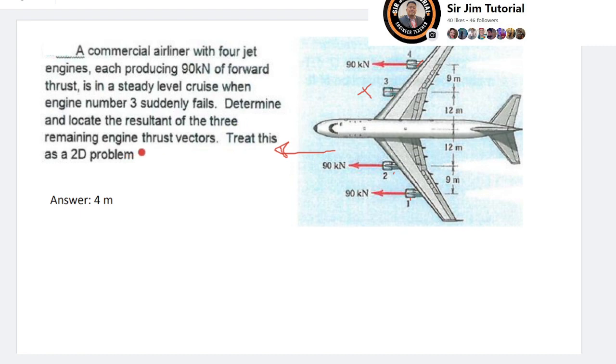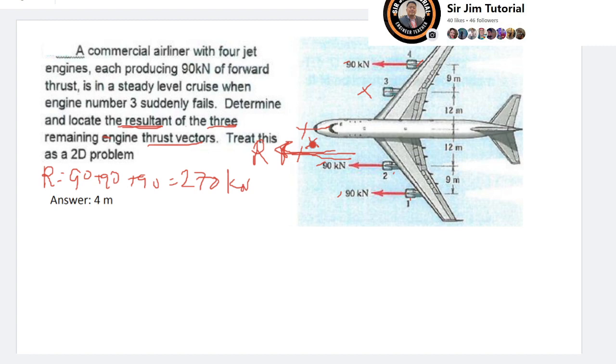So we're going to determine what will be the resultant of the three remaining engine thrust vectors. Take note that the resultant is just, you have 1, 2, 3. You just have 90 plus 90 plus 90, and that becomes 270 kilonewton. So we get the resultant. Now we are going to identify the location. If there's a resultant here, obviously you have two forces here, you have one here. So the resultant should be coming here, right? So we need to identify this distance, which is, let's say, x.